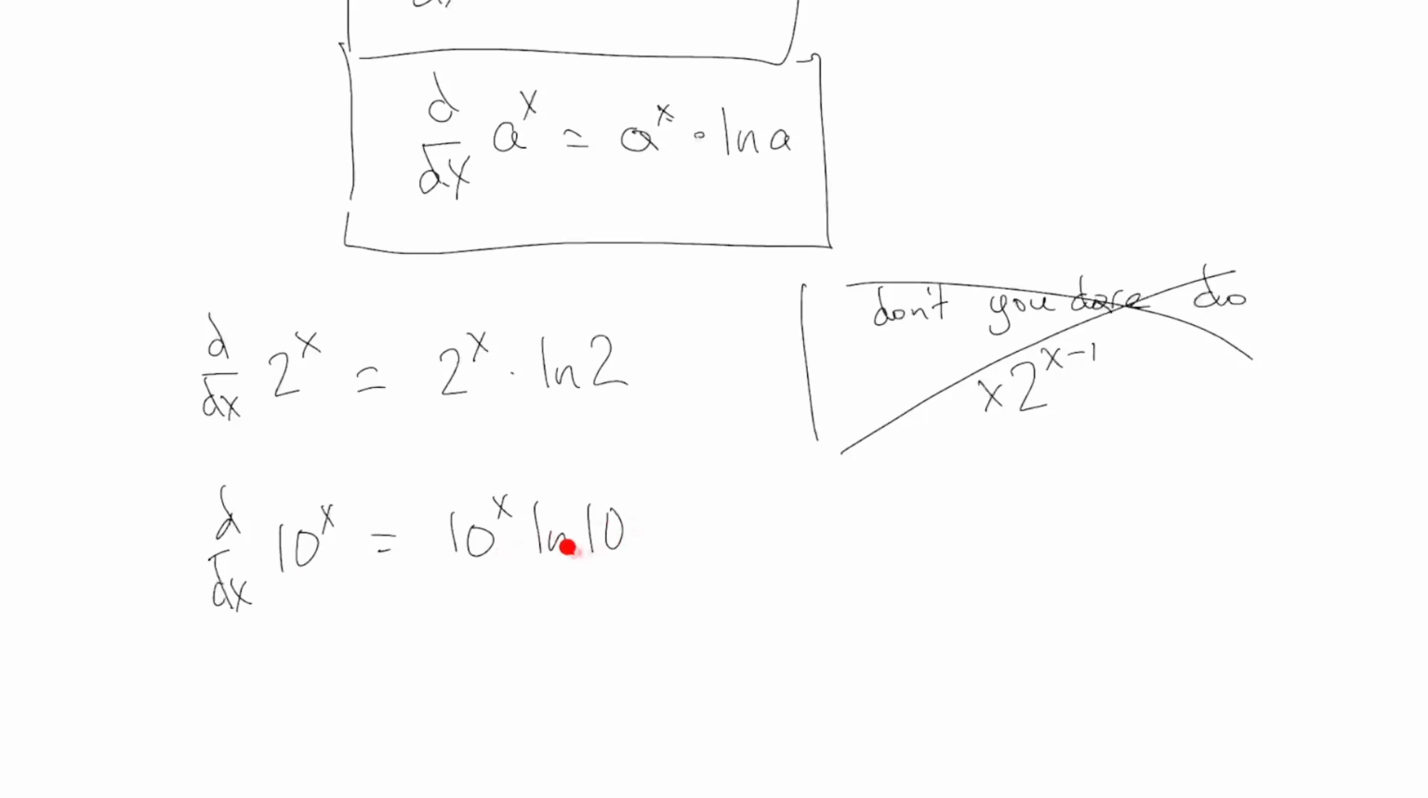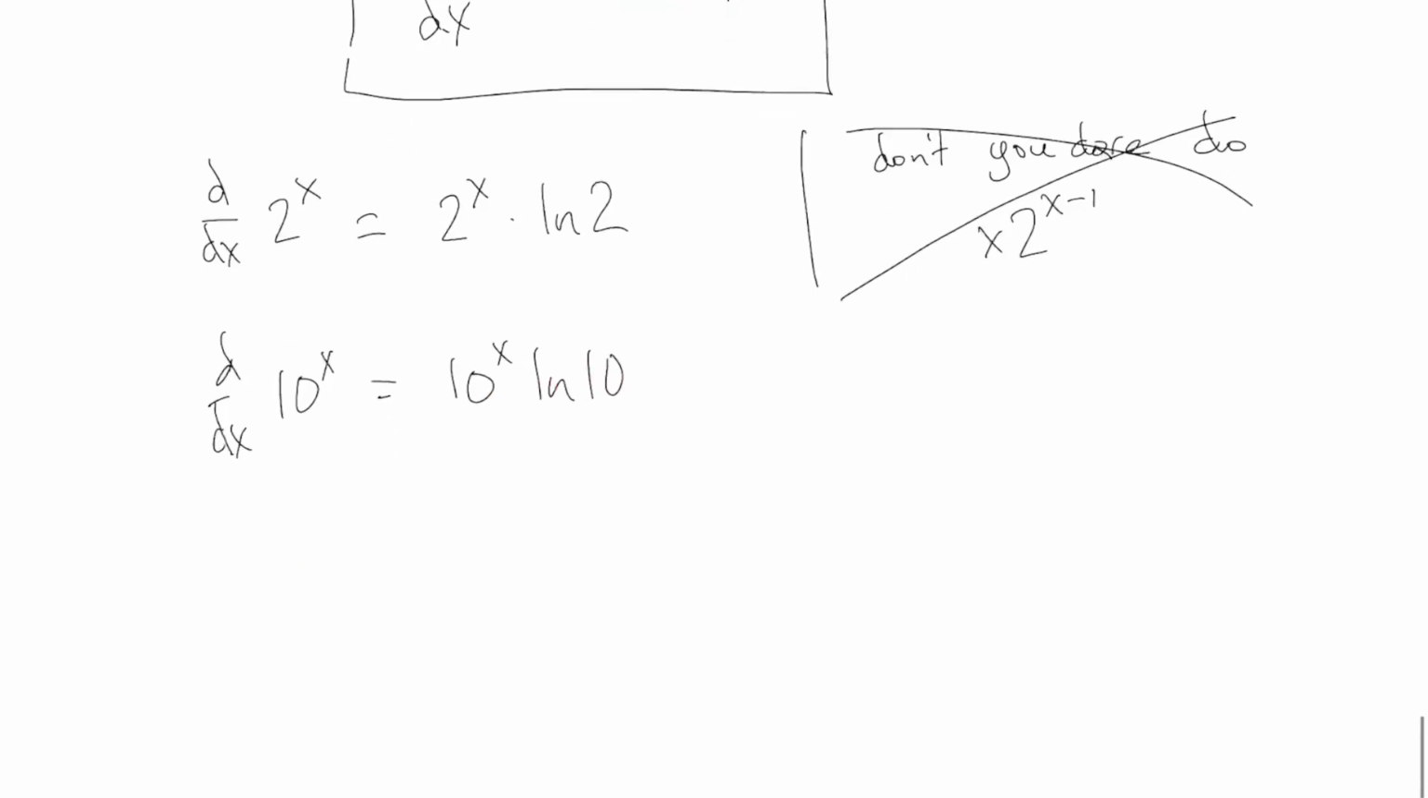If it's a 10, you do 10. It's just whatever that number is. You use that in place of a in this formula. And if you're lucky, it's an e. And if it's an e, then you just get e to the x again. And you don't have to do any extra funny business with the natural log of whatever. All right? That's why we love e so much in calculus.